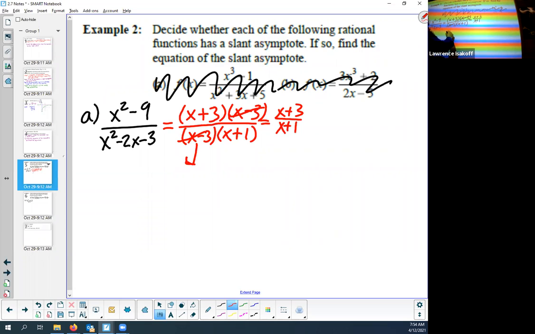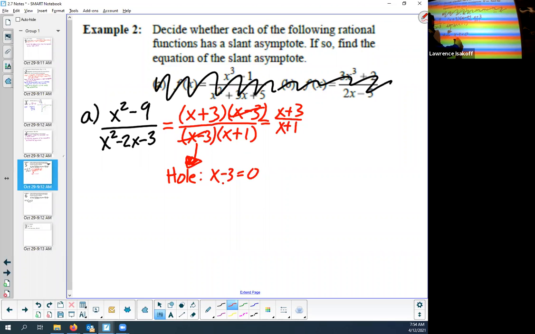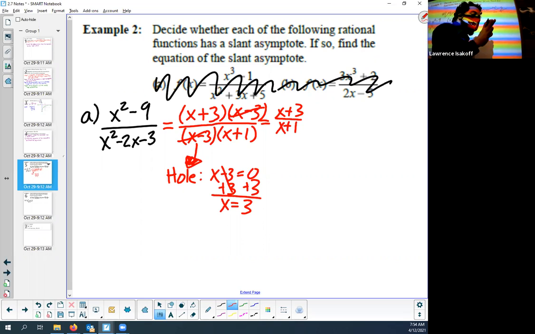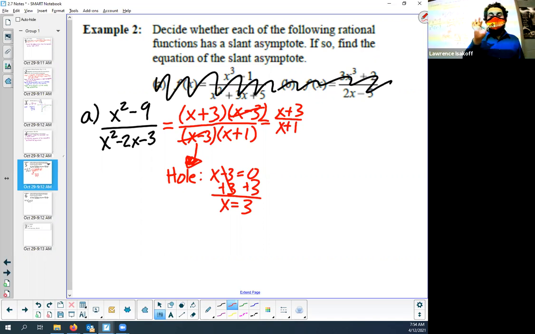However, this tells me I have a hole when x minus 3 equals 0. So add 3 to both sides and we get x equals 3. So at the x value of 3, you need a hole.